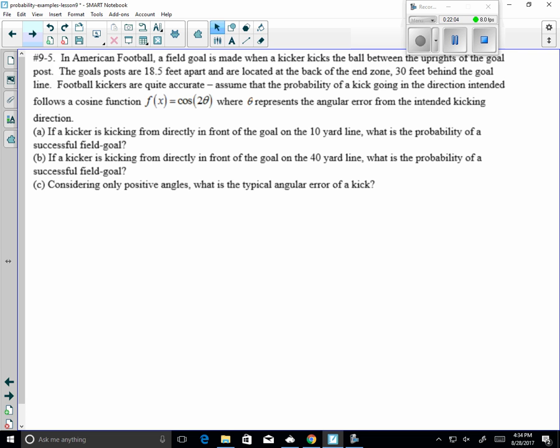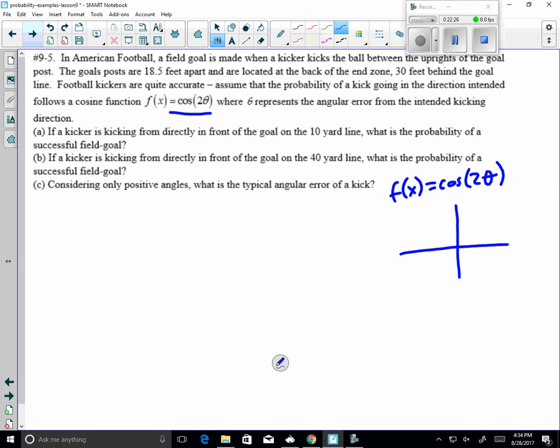Okay, well, let's give this a try. First of all, I think we're going to have to figure out what the probability density function is, because we're given a function, right? But I'm not sure that it's actually a PDF yet. So this function, f of x equals cosine of 2 theta. I'm going to use theta for the angular error, like it said. What would that actually look like?